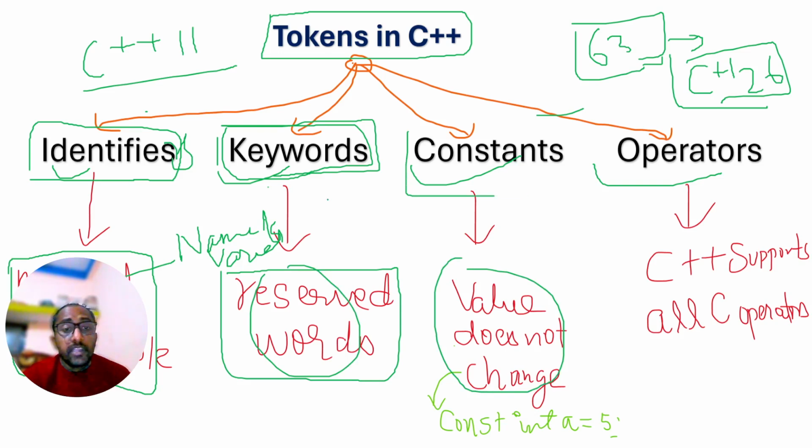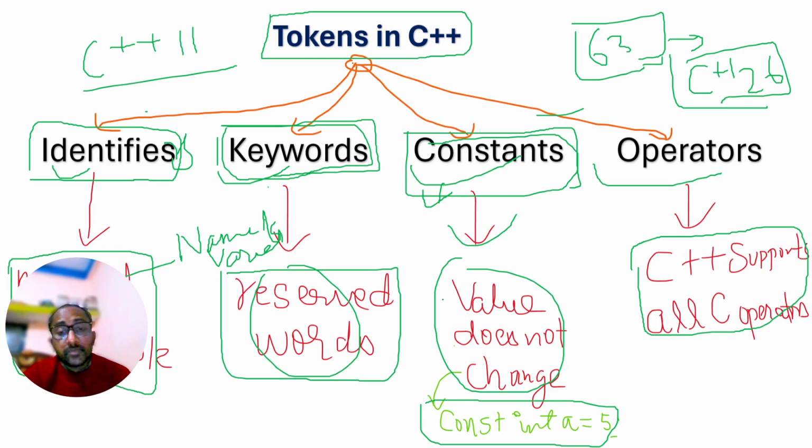And constant means the value does not change. If we initialize any constant value, then it will not be changed later. If we say this man is very constant, he never changes. So a constant value does not change. Operators: C++ supports all the C operators. The operators that were used in C are also supported in C++.